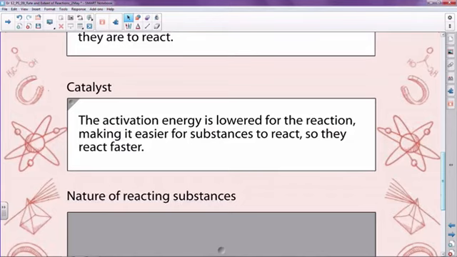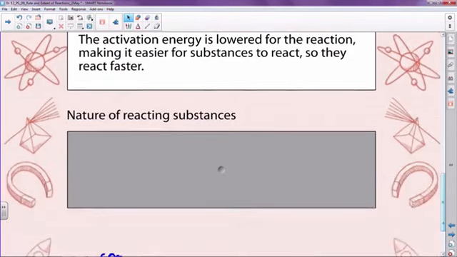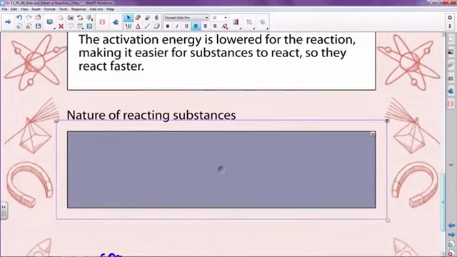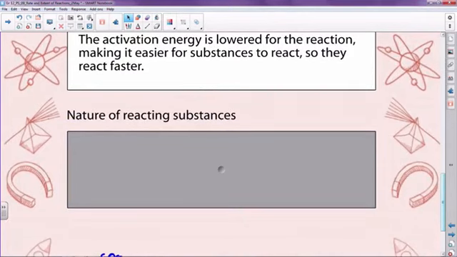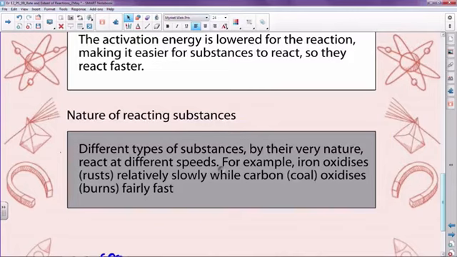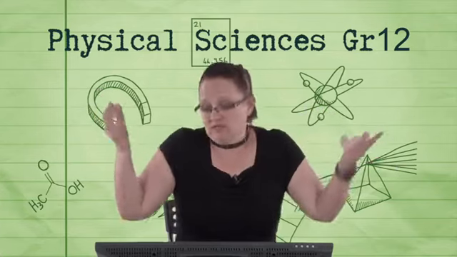The last one, and this is the one we can absolutely do nothing about, is the nature of the reactants. So with this one, some things are just absolutely more reactive than others. We have different types of substances that just react faster, and I'm afraid there's nothing we can do. The example there is iron oxidizes relatively slowly, while carbon or coal burns really fast. It's just the way it is, and we can't do anything about that.